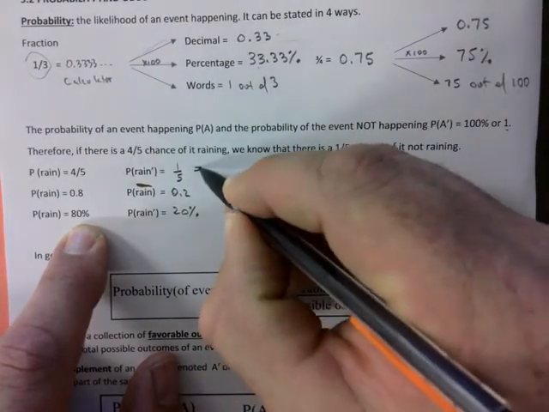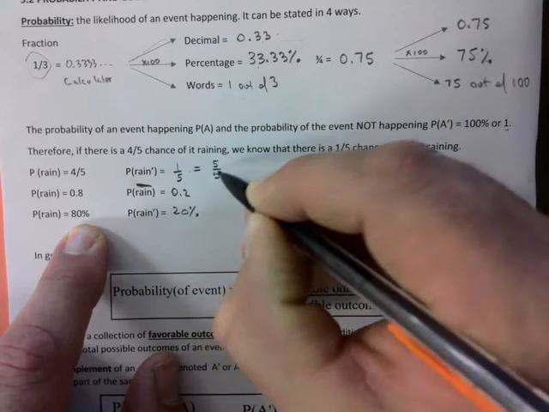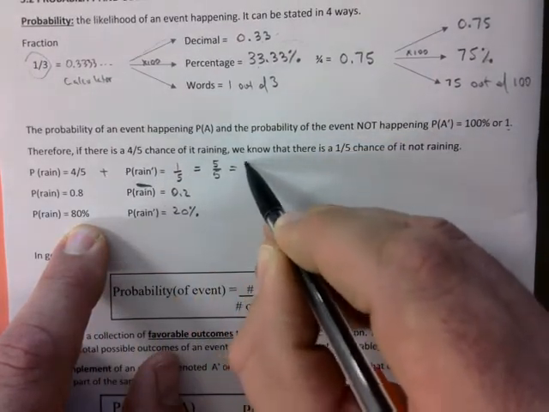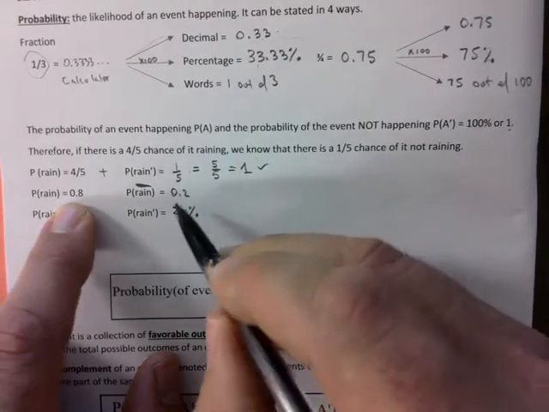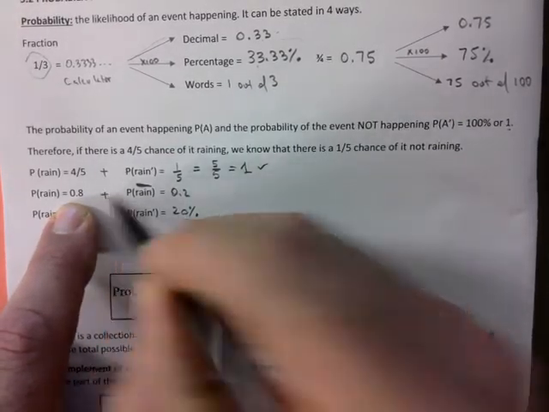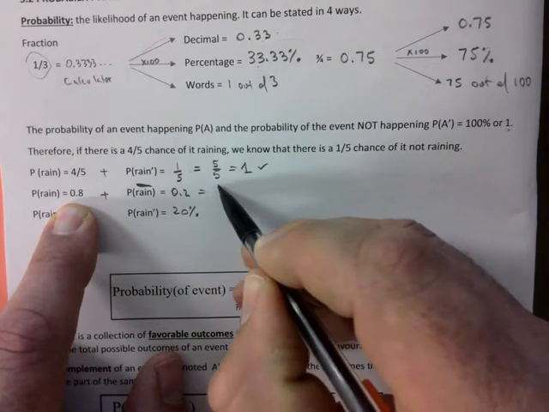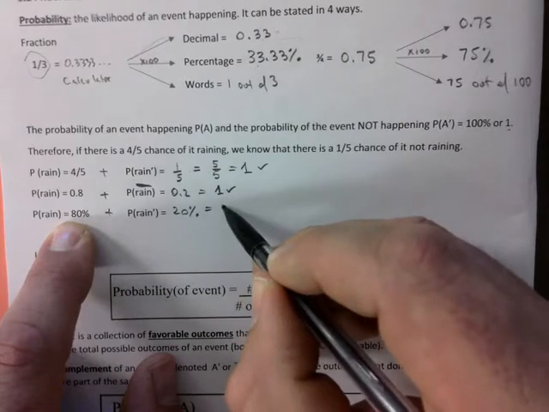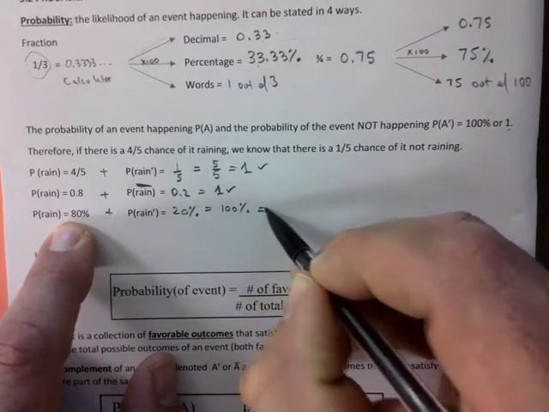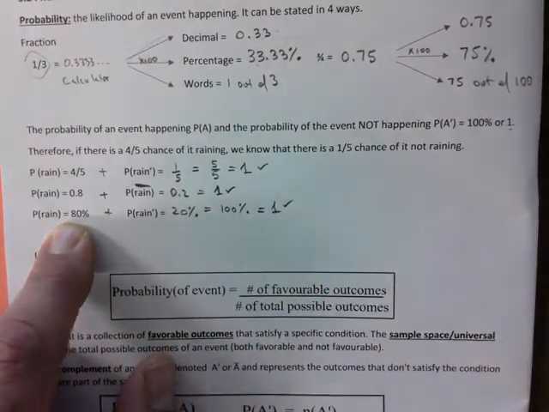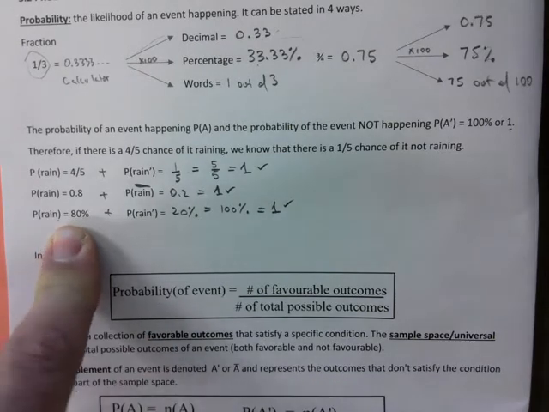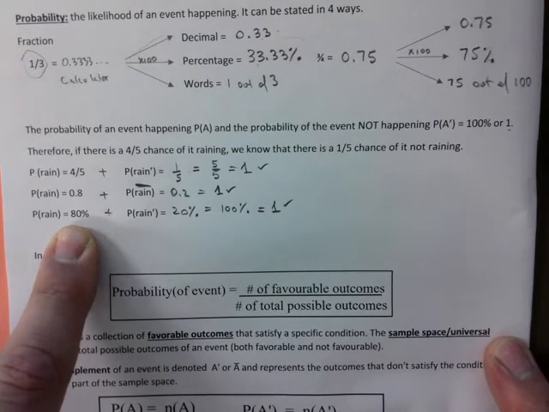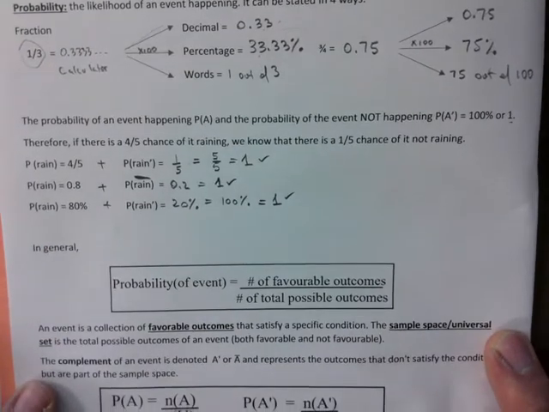So every single time, if you think about it, right, this plus this plus this is 5 out of 5, which is 1. Check, right? Rain and not rain, if you add those up, you get 1. Check, right? If you add 80% and 20%, that's 100%, which is really 1, right? Check. So very important. I think it's just a slam dunk, but a lot of students forget that. Okay, so make sure you don't.